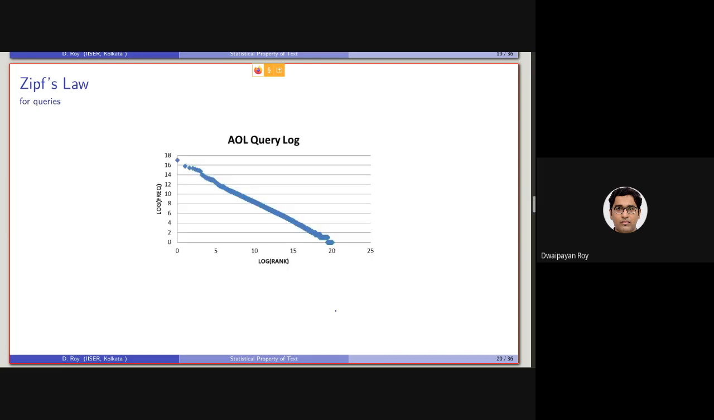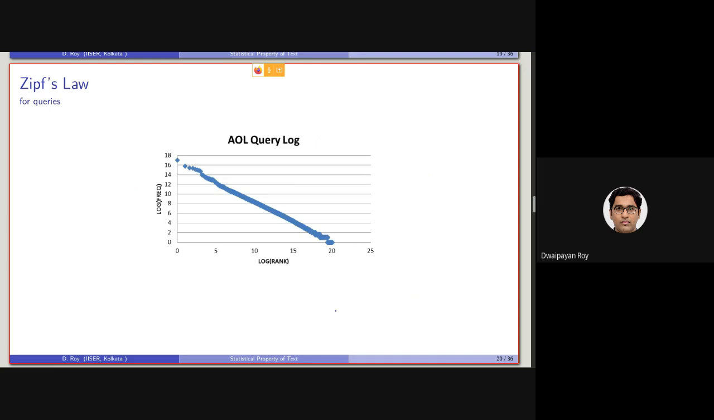Now, this Zipf's law is also true for the queries that we submit to a retrieval model or a search system. This is a similar plot that was recorded in the AOL search system. AOL was a search system earlier. I think it is discontinued. Now it is not that popular.